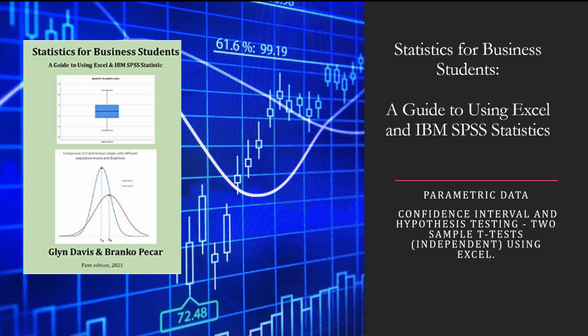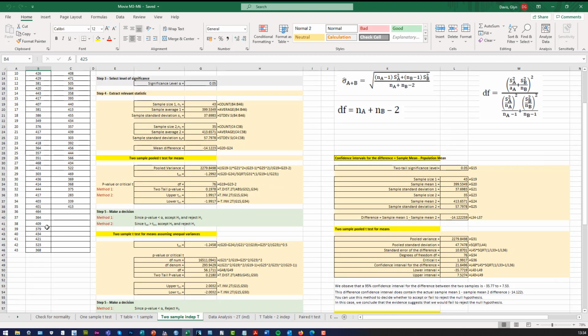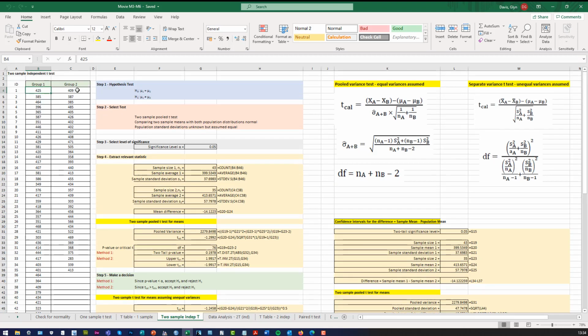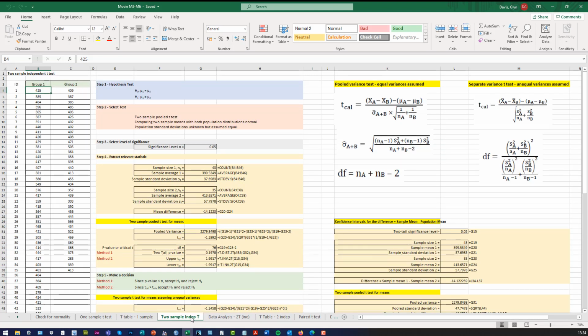If we go to the Excel solution, as you can see on the screen, we've got two groups of data, Group 1 and Group 2. What we do is create a step structure for our hypothesis test. First we'll go through this step structure that you can see on the screen. Then we'll do the data analysis solution. And a later movie will look at this from an SPSS perspective.